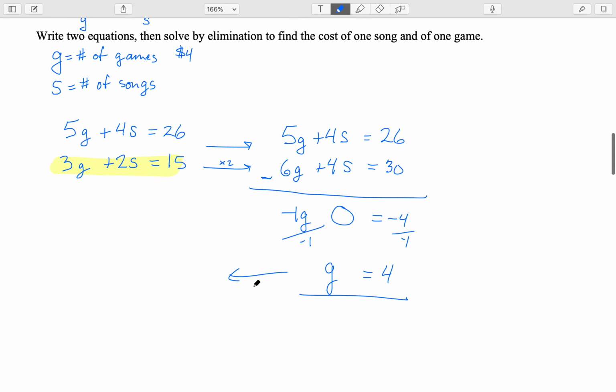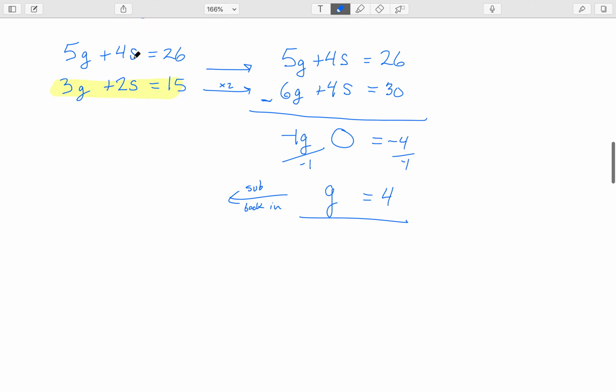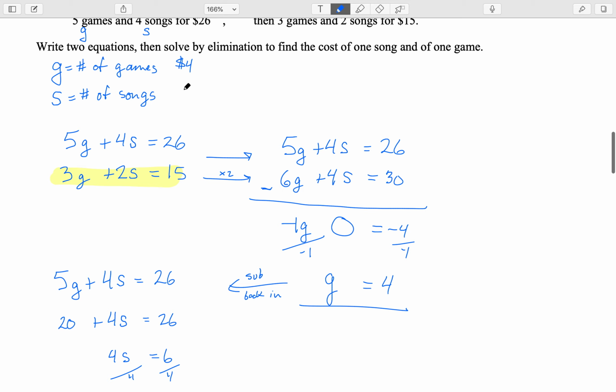So I'm going to sub back in. So let's do it to this one. 5G's plus 4S's is 26. Now G is 4. So 5 times 4, which is 20, plus 4S is 26. Subtract off 20, I get 4S is equal to 6. When I divide by 4, 3 over 2, this is 1.5. Okay, so it's $1.50. So the songs cost $1.50.